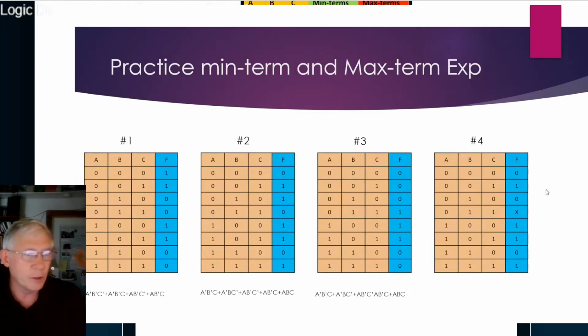Okay, now you can see I have a don't care here, and so I have minterms 1, 4, 5, and 7, and a don't care for minterm 3. So how would I write that? I'll write both expressions. So the minterms are 1, 4, 5, 7. All right, let's do that.